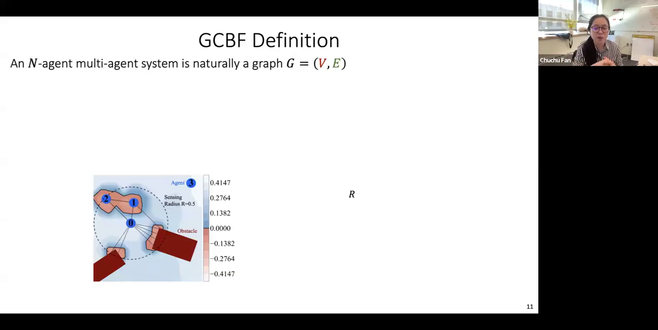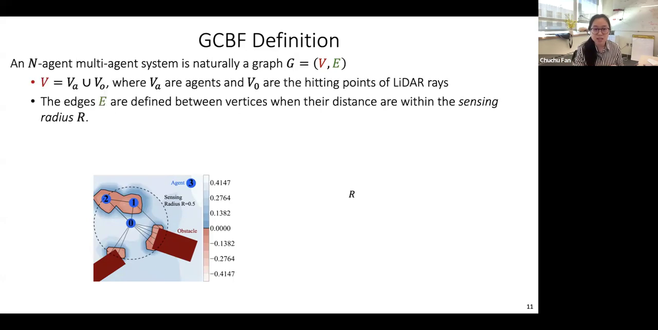Let's say we have a multi-agent system with n agents, and this n doesn't have to be fixed. It can be a changing number. It's naturally a graph. In this graph, I'm considering two types of nodes or vertices. My nodes can be agents, and they can also be hitting points of the LiDAR array. So I'm not really distinguishing between an actual agent and something that my LiDAR array detects.